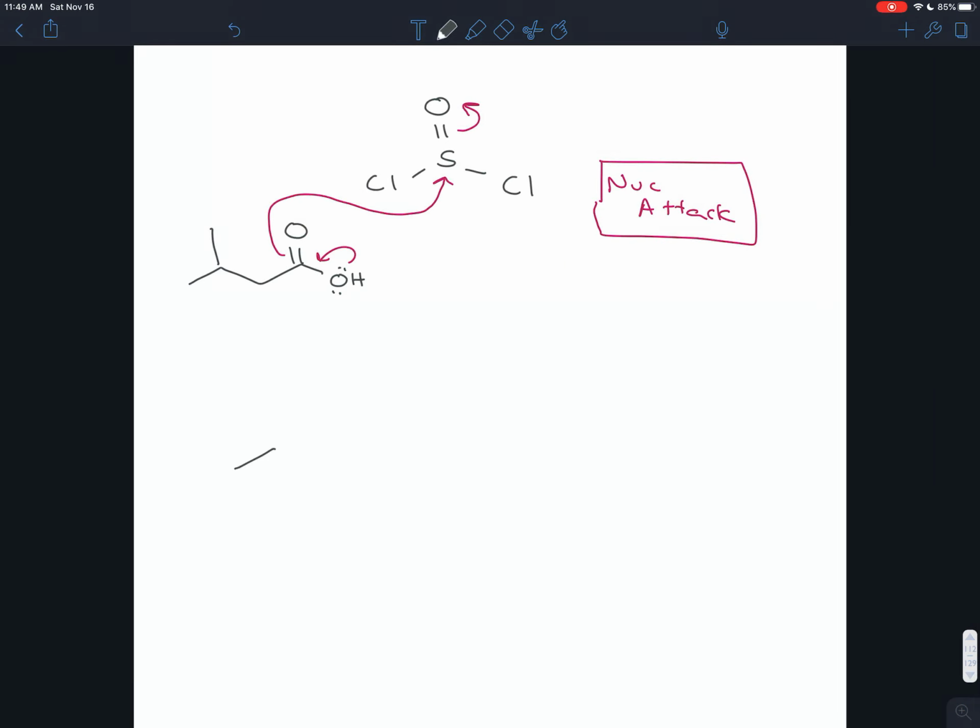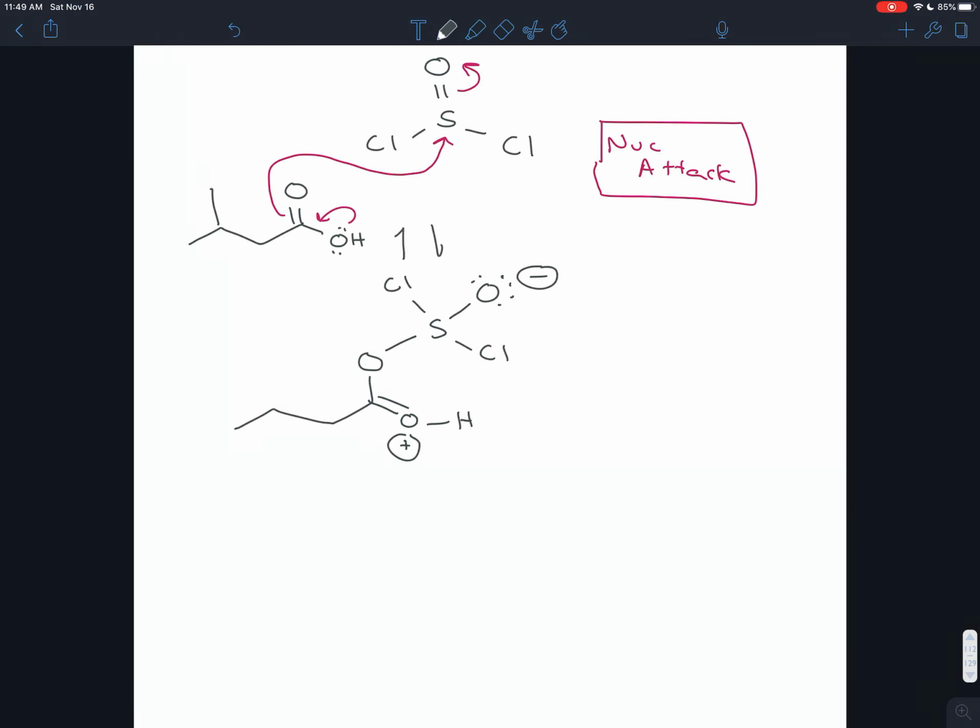So we get a tetrahedral intermediate out of that. We have this oxygen now double bonded. Here now has a full positive charge. This oxygen is single bonded here, and it's now bonded to a sulfur with just a single bond to this oxygen and 2 chlorines. So that's sort of like a tetrahedral intermediate.